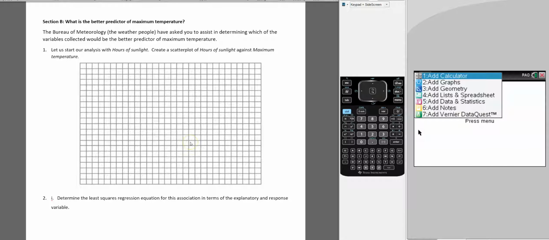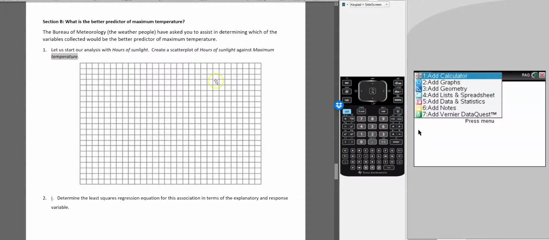Alright, so welcome back to section B. The first question here says, the Bureau of Meteorology have asked you to assist in determining which of the variables collected would be a better predictor of maximum temperature. Let's start with our analysis of hours of sunlight against maximum temperature.